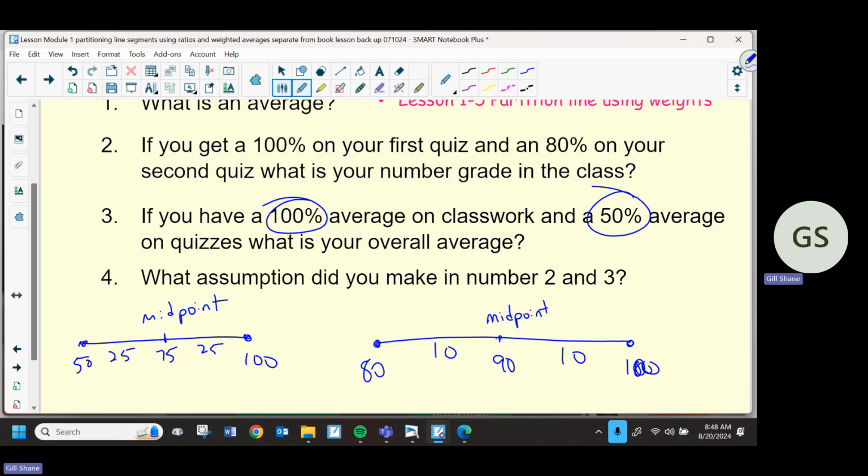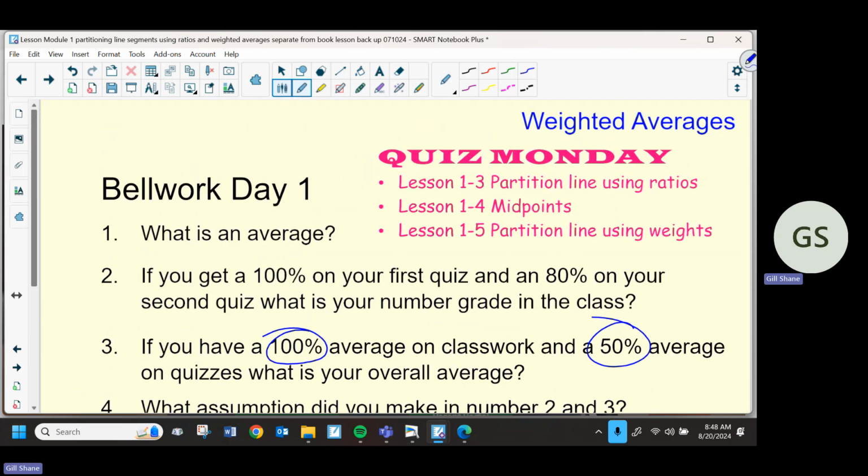So that's the very simplified version of what a weighted average is. It's still an average. You're still taking the same scores and data, but you might be placing more importance on one of them when you go to calculate the average.